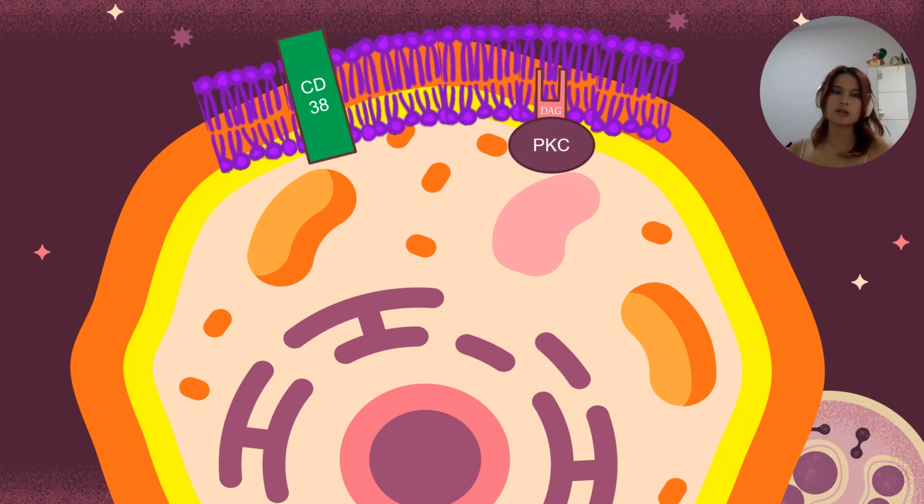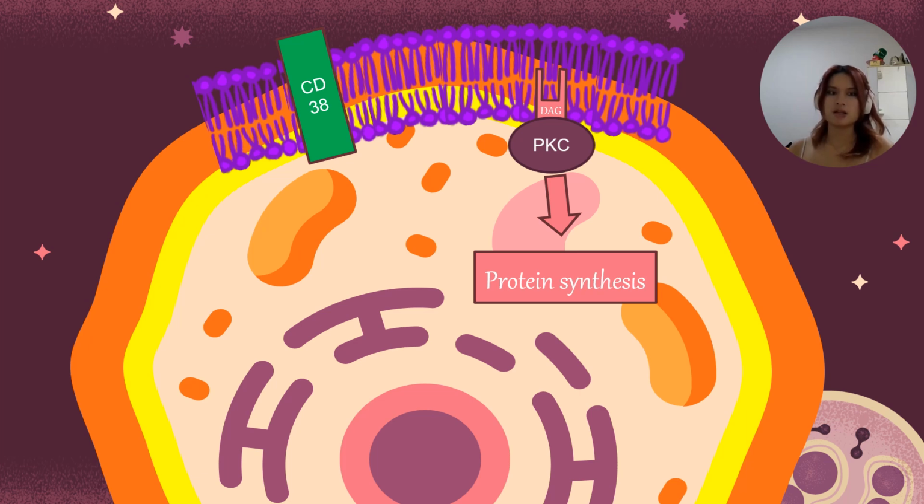DAG activates protein kinase C and phosphorylates the proteins on the cell membrane to allow for calcium entry from the extracellular space and increase the intracellular volume of calcium. This enhances the contraction process of the uterus.